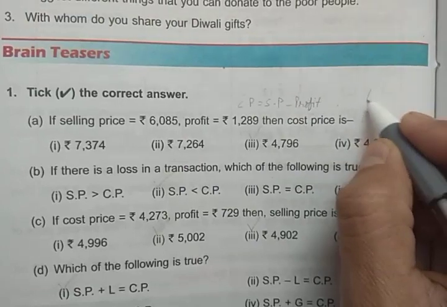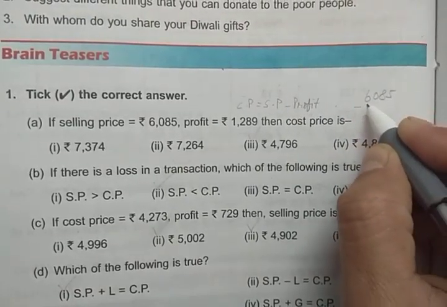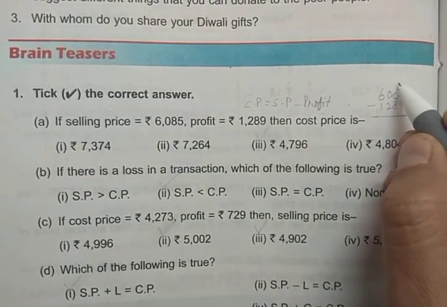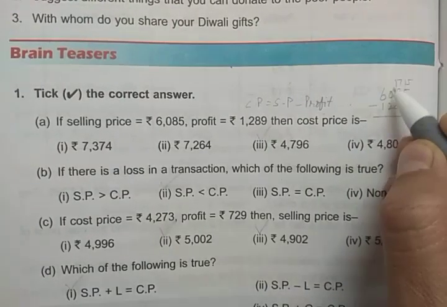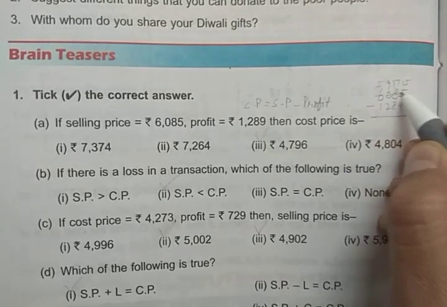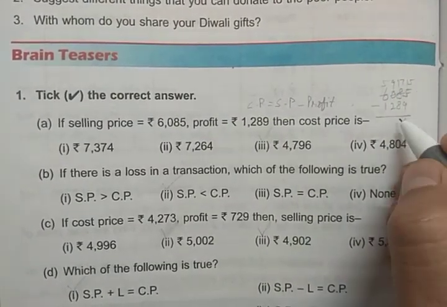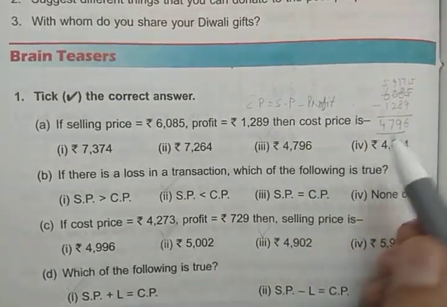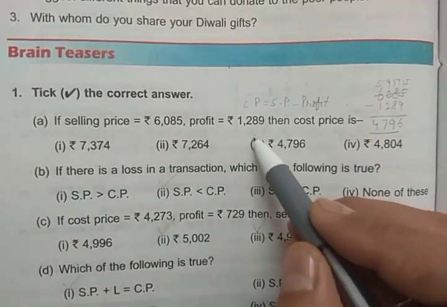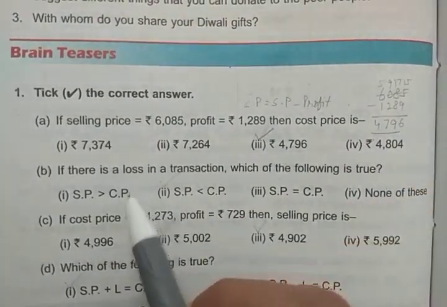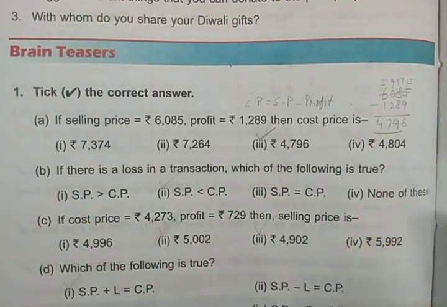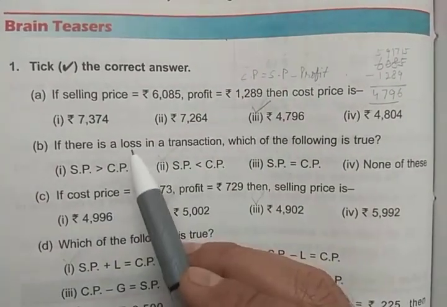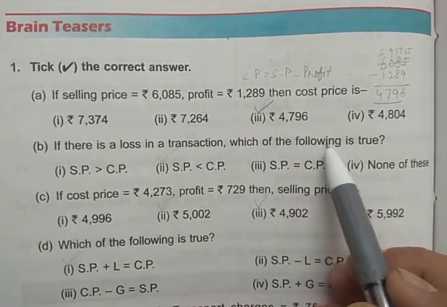What will you get? 6,085 minus 1,289. So subtract it. It becomes 15, 7, 15, 17. Here it is 9 and 5, right? So 6 and 9, 7, 4. So the answer is 4,796. So the cost price is 4,796 rupees, right?